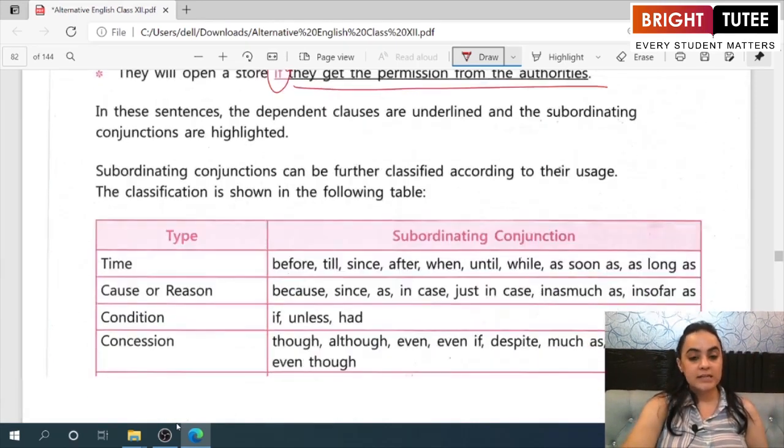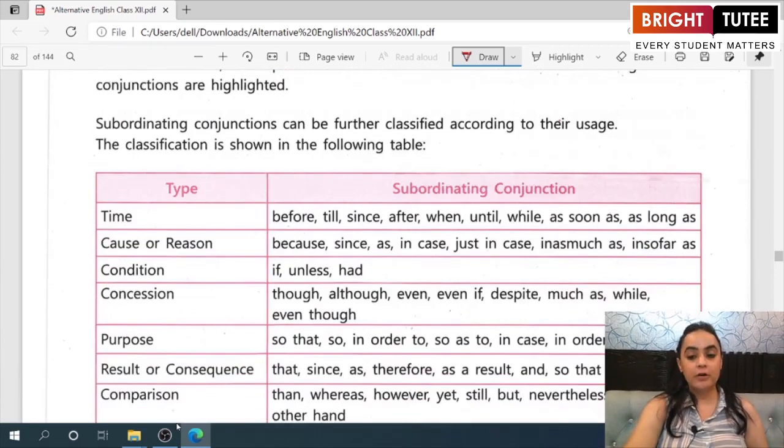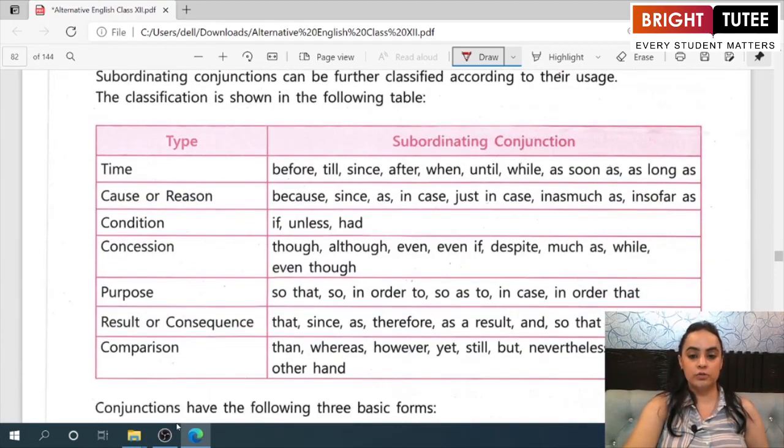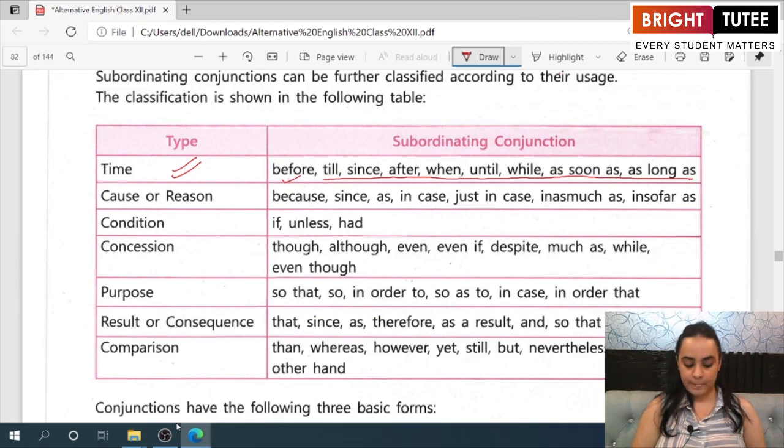Now, subordinating conjunctions can further be classified into the following table. First, we use subordinating conjunctions to indicate the time of something. What are the subordinating conjunctions which help us to indicate time? Before, till, since, after, when, until, while, as soon as, as long as.